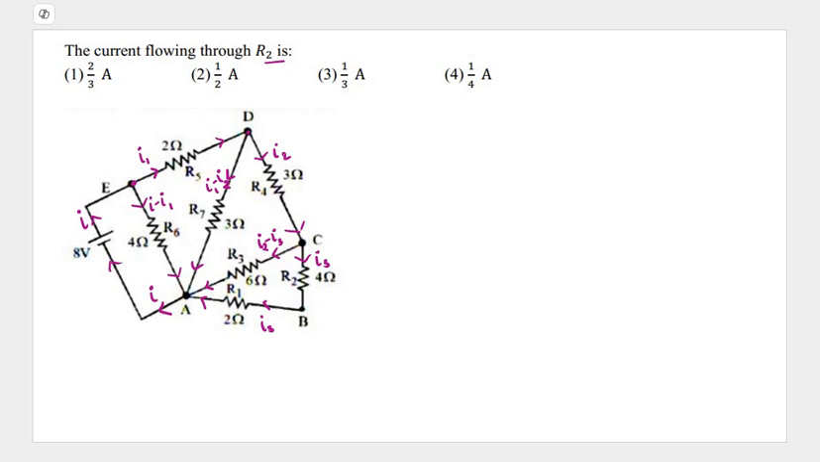So they are asking what is the current flowing through R2. First of all you notice very clearly what is happening here. In this network, this 2 ohms and 4 ohms, this 2 ohms and 4 ohms will be in series. So this will become 6, and this 6 with this 6 will be in parallel.